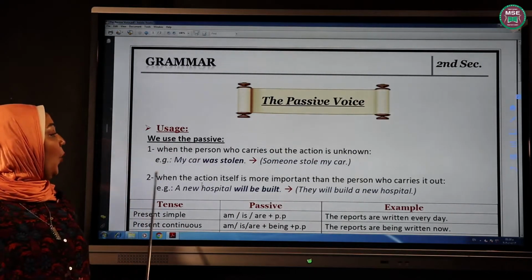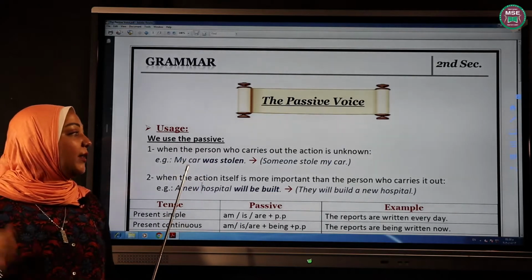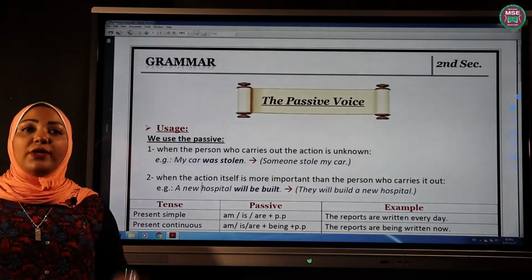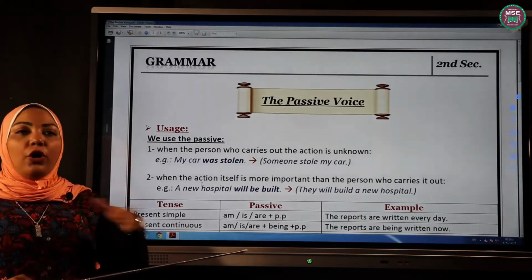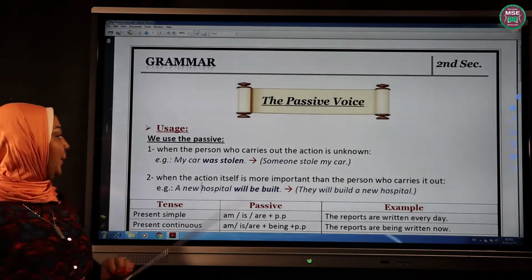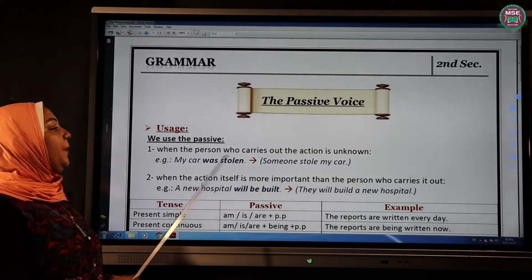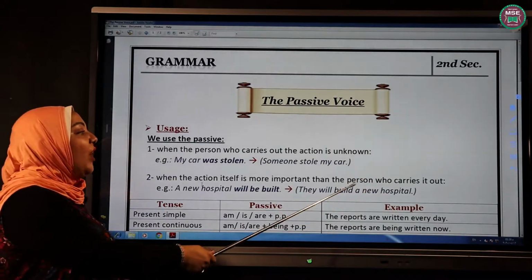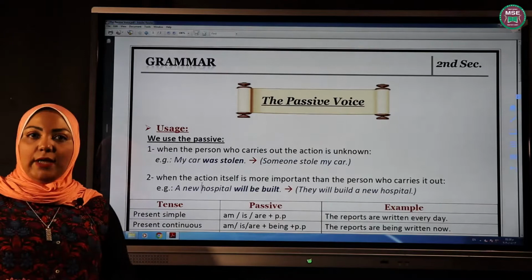Number two, when the action itself is more important than the person who carries out the action. For example, if you want to focus on the action itself, regardless whoever does this action, we use the passive voice. For example, a new hospital will be built. It means that they will build a new hospital, but we are focusing on the action itself.